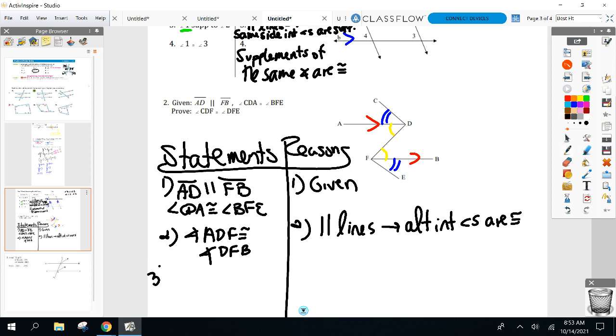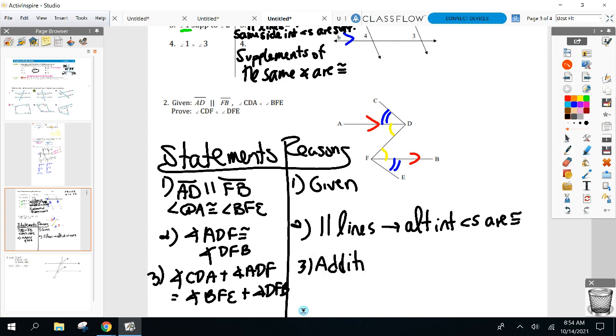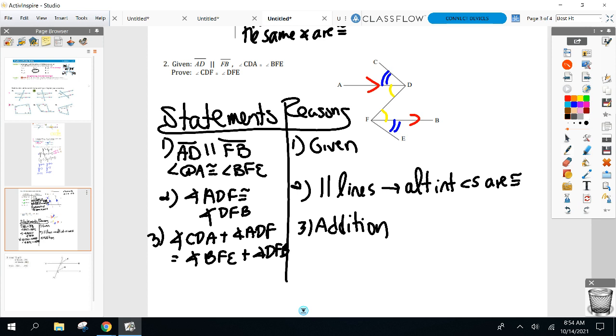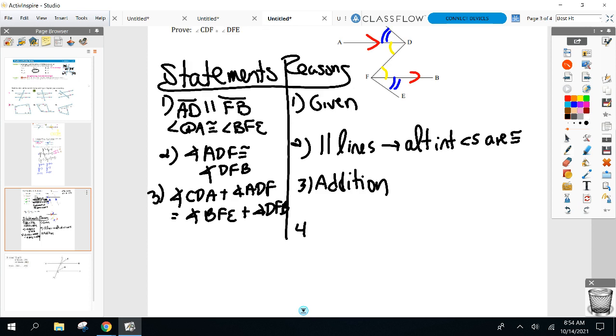So angle, let's see, CDA plus angle, what am I adding to CDA? ADF equals angle BFE plus DFB. Addition. And you know what's not changing though? After we write addition, substitution. Yep. I promised you that.